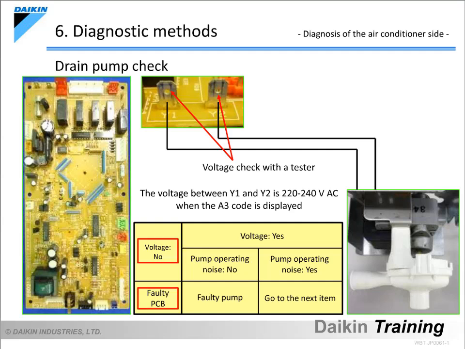If the tester reads no voltage, it indicates a faulty PCB. If there is voltage, listen for the operating noise of the drain pump, as it can be heard from where the voltage is measured. If there is no or abnormal operating noise from the pump, and the wiring between the PCB and the pump is normal, then the drain pump is faulty. If there is normal operating noise, the drain pump should be operating properly. So, go to the next item to be checked.